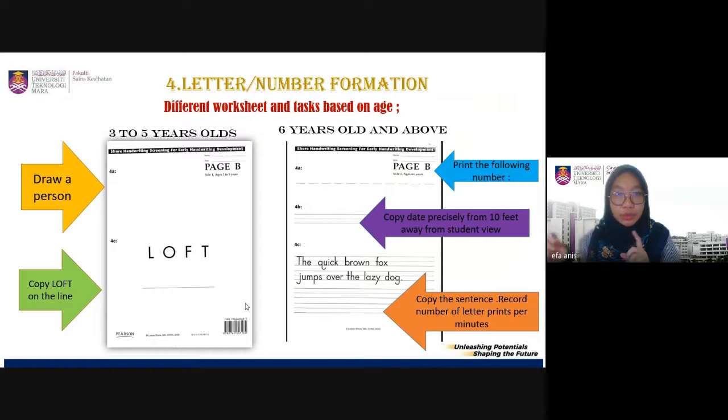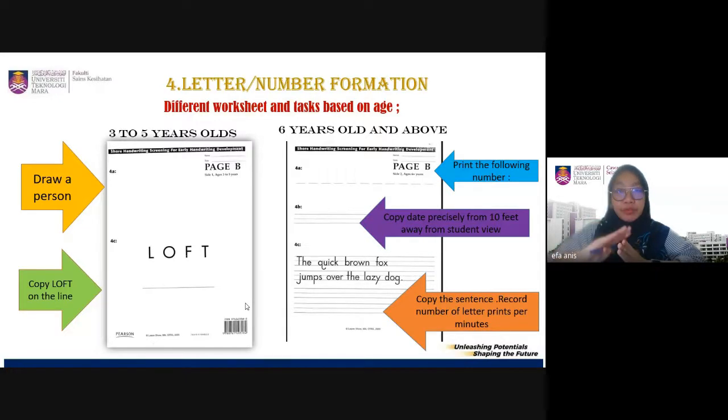Okay, so this one baru kita nak tengok dia punya letters and number formation. This is the second part yang kita tengok based on dia punya performance. So 3 to 5 years old, 6 years old above. So as you can see, the numbers of task tu different. Kalau untuk 3 hingga 5 ni, kita tengok okay, ada 2 task. And task dia very simple. Kalau 6 years old is very complex task, high level punya.